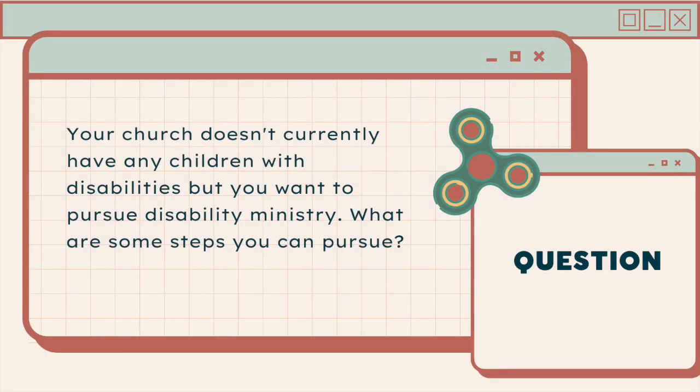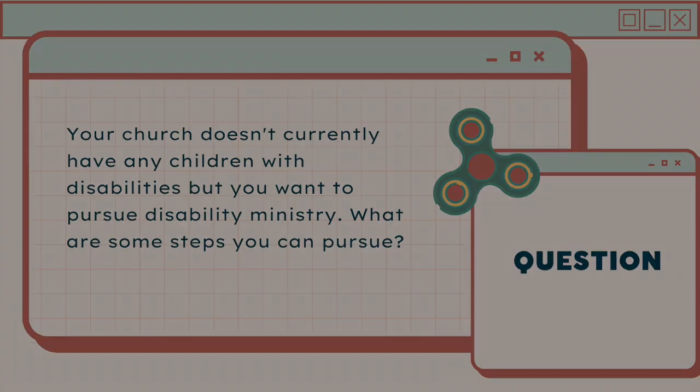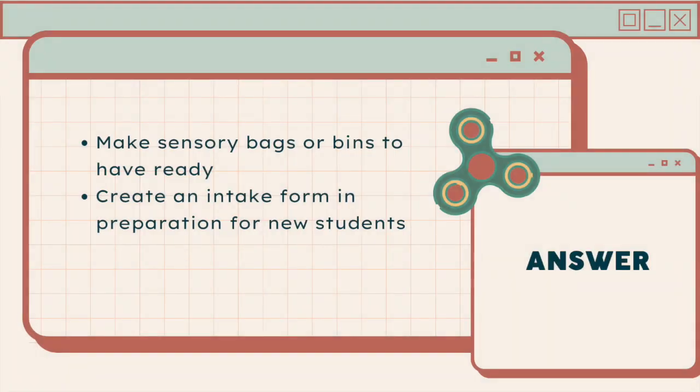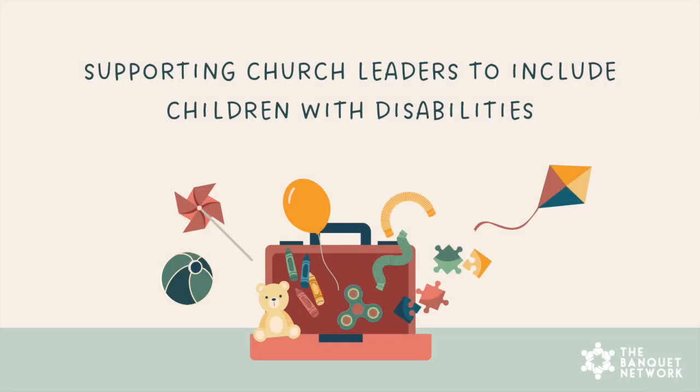And our second one, your church doesn't currently have any children with disabilities, but you want to pursue disability ministry. What are some steps you can pursue? You could make sensory bags or bins to have ready in case you do receive a student, and you can also create an intake form in preparation for the new student's arrival.